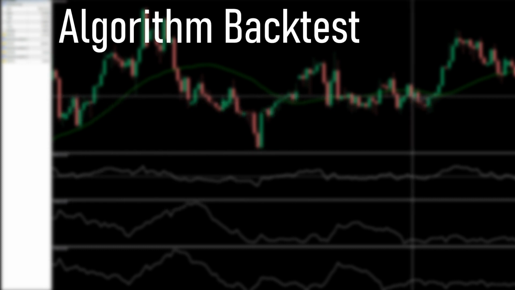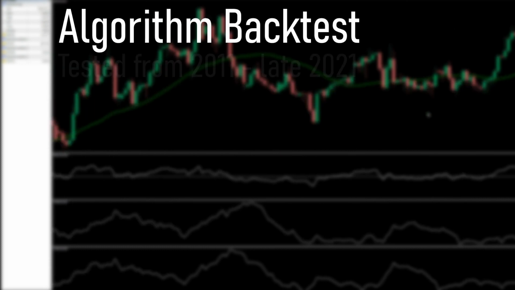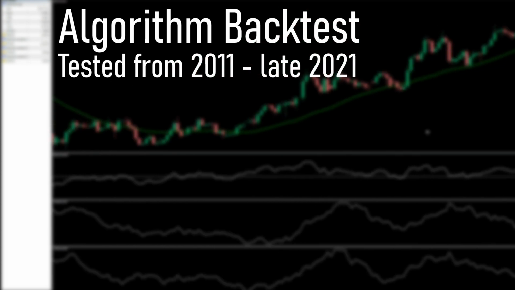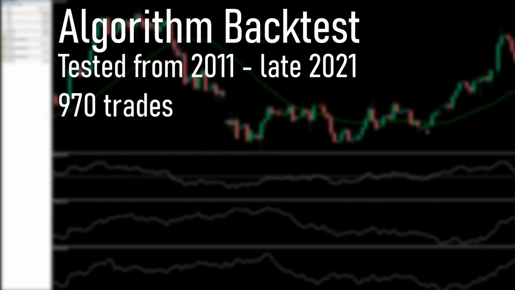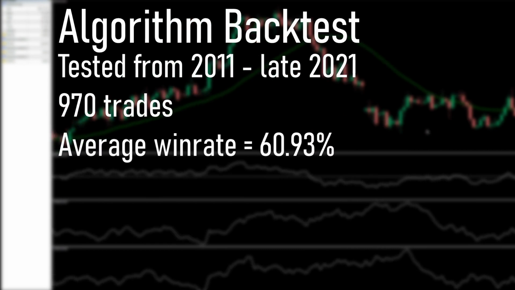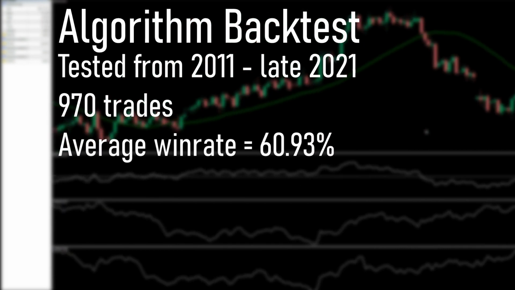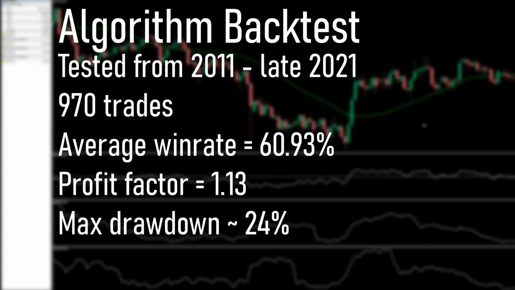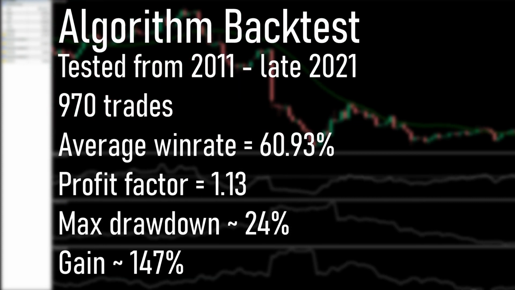So let's look at how this algorithm has performed in the past. It was tested from 2011 to late 2021. During this time, it took 970 trades and had an average win rate of 60.93%. It had a profit factor of 1.13, max drawdown was 24%, and it returned roughly 147%.